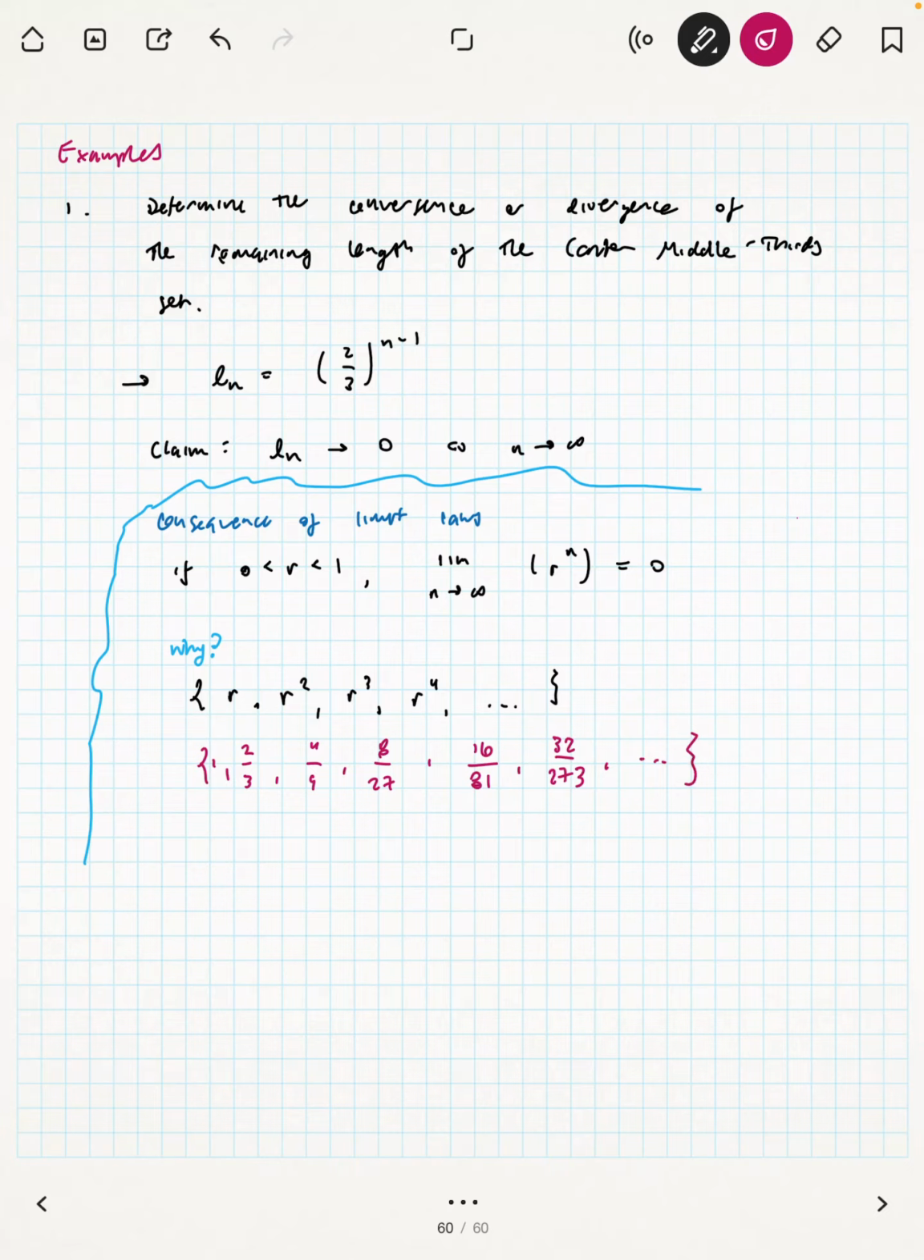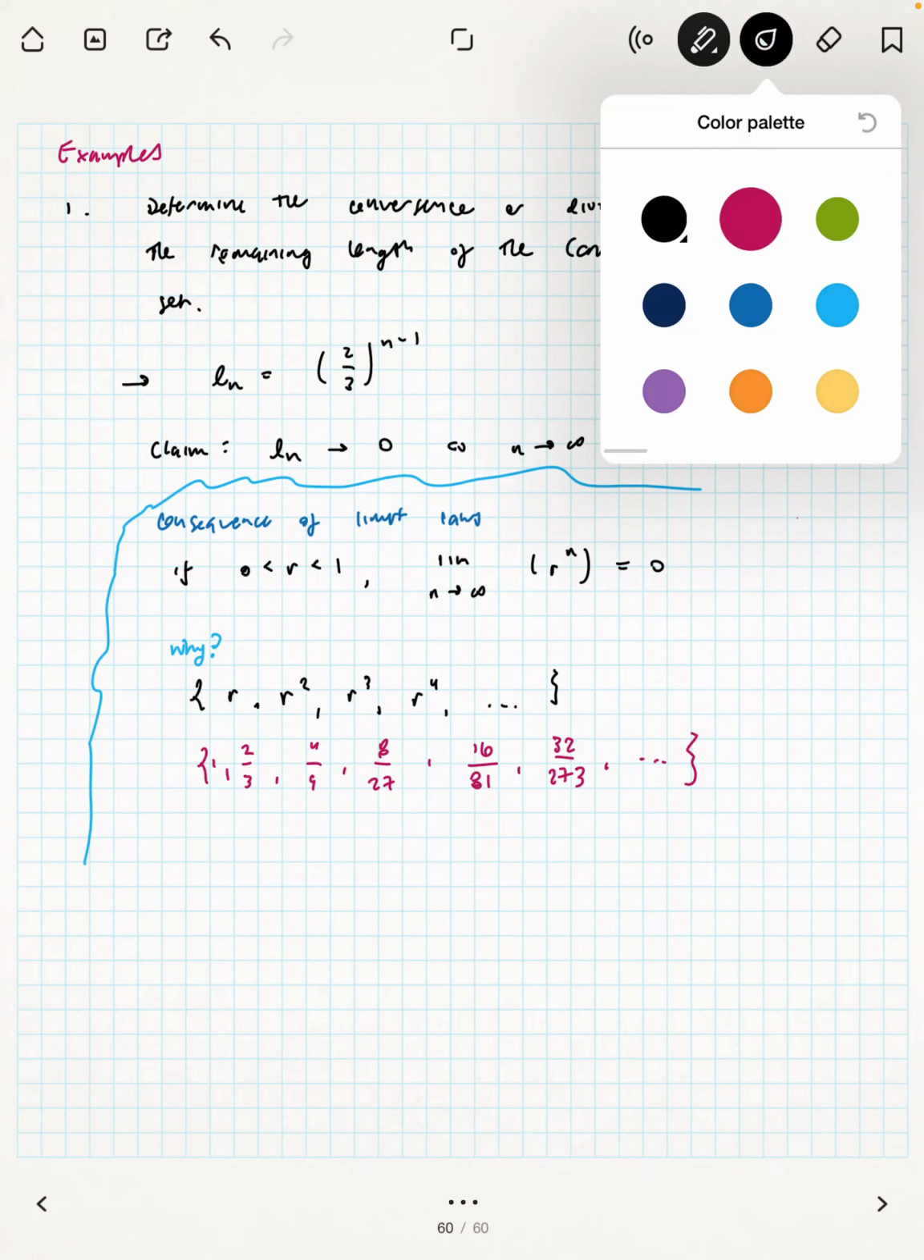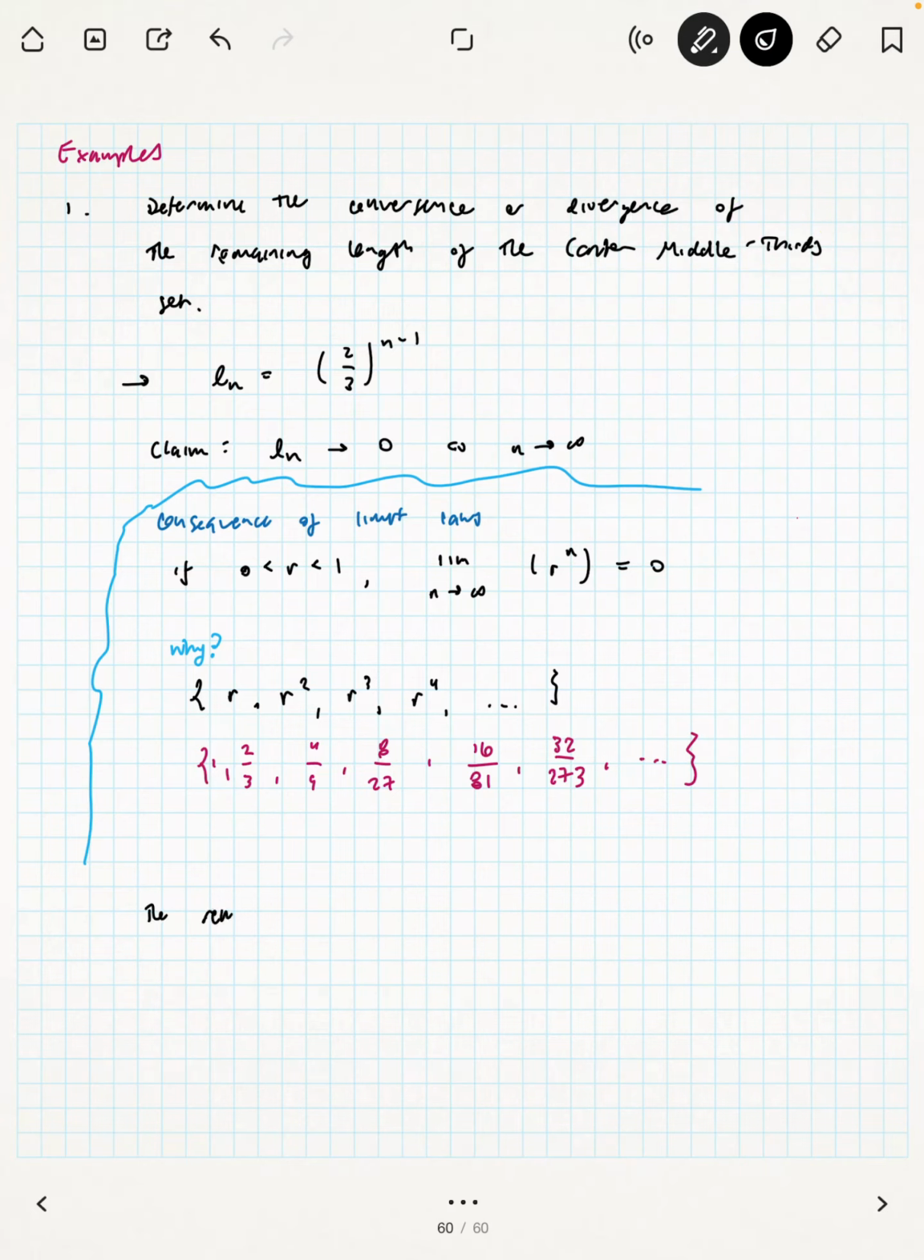These are fractions that are getting smaller and smaller, right? Because r, this ratio, which is 2/3, is getting closer and closer to 0. So, in other words, the remaining length of this set is literally this limit, 0. So we've taken away all the length from the Cantor middle third set. It is a set that has what we call measure 0. I'm not going to talk any more about that at this point.